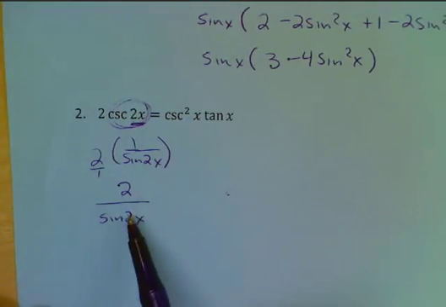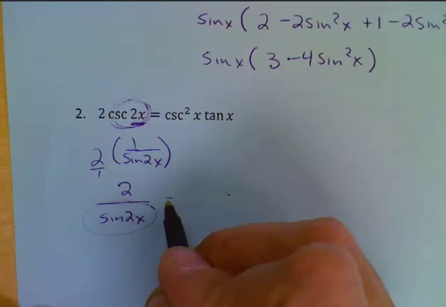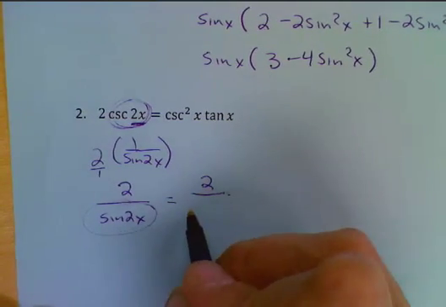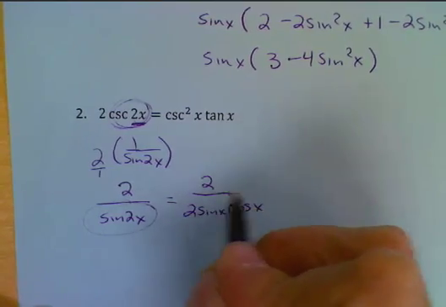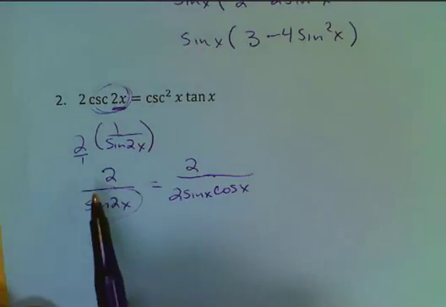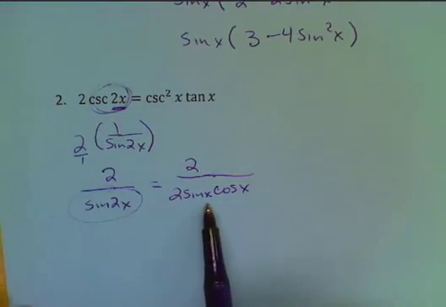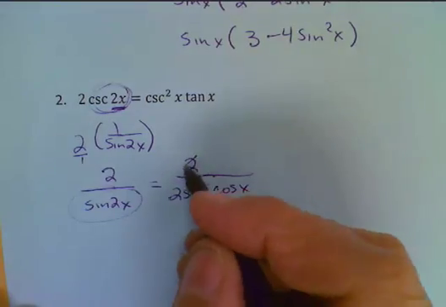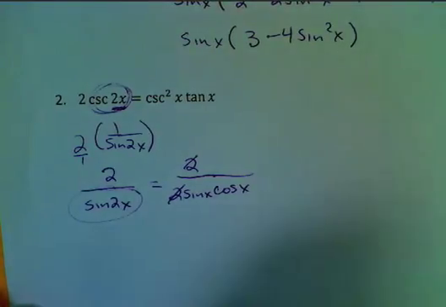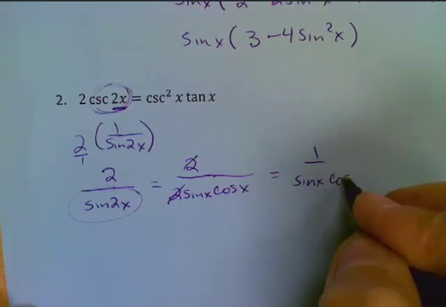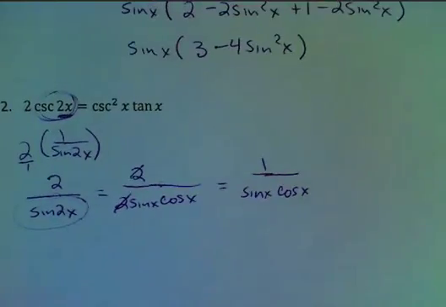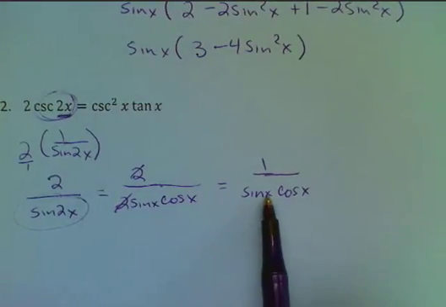Now, the 2's here do not cancel because this is the sine of 2x. So we have a formula for that. Go to your formula sheet. It says the sine of 2x is 2 times the sine of x times the cosine of x. So I just replace this with what it equals. And then I see, oh yeah, the 2's cancel. So I'm left with 1 over the sine of x times the cosine of x. And that really looks like that's all I can do with that.